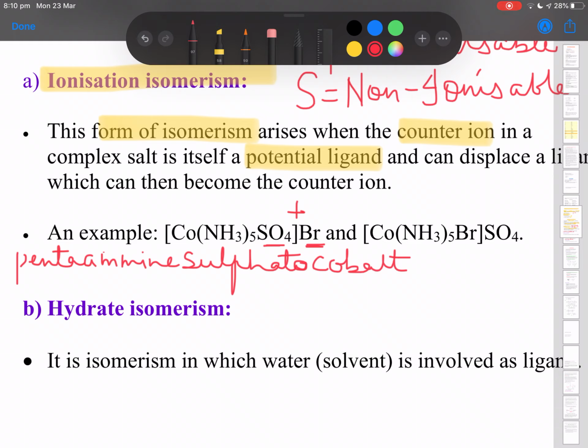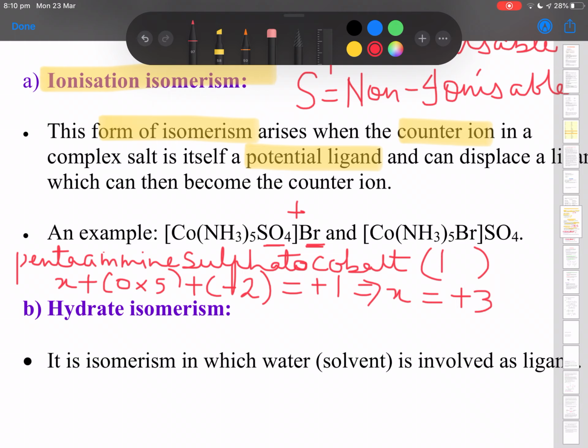After that we have to find the oxidation state. How to find the oxidation state? We have learned it many times. Let me keep it as X plus ammine is 0 into 5, and then sulfate is -2, the charge, equal to +1. So what is the value of X you're going to land up with? It's +3. So this oxidation state is written in Roman numeral as III. So that's the name of this complex.